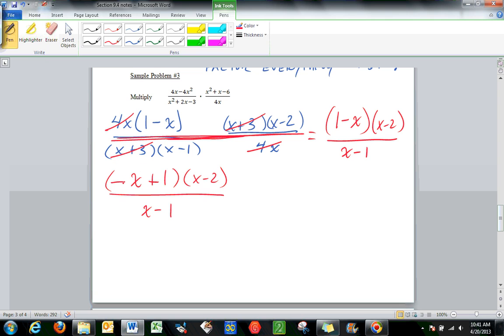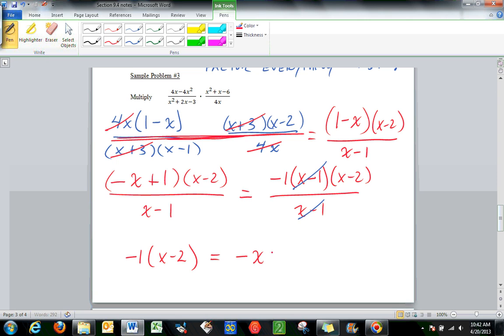There is a common factor that we could take away from negative x plus 1 to make it x minus 1. And if you look at it, you can pull out a negative 1. So we're going to factor out negative 1, which is going to leave us x minus 1. And then that's x minus 2. And then, of course, I have the x minus 1 factor on bottom. And if I look at that, I can now cancel out the x minus 1s. That's going to leave me negative 1 times x minus 2. And then if I distribute the negative 1, that's going to give me negative x plus 2, which is the simplified form of this particular problem.